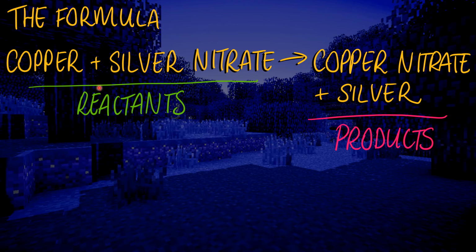So when we have formulae like this, the things on the left side of the arrow, those are the reactants, so the things that react together. And the things on the right side of the arrow are the products, so the things that are made.